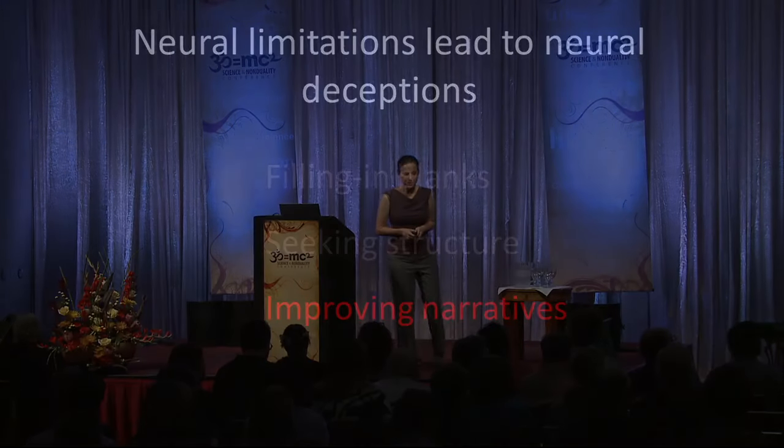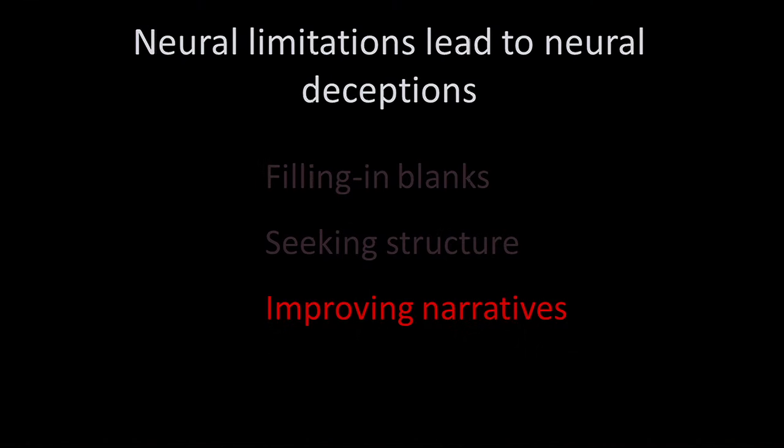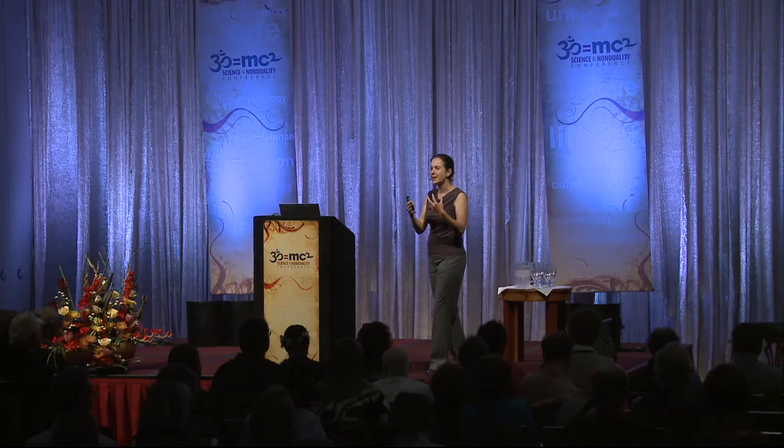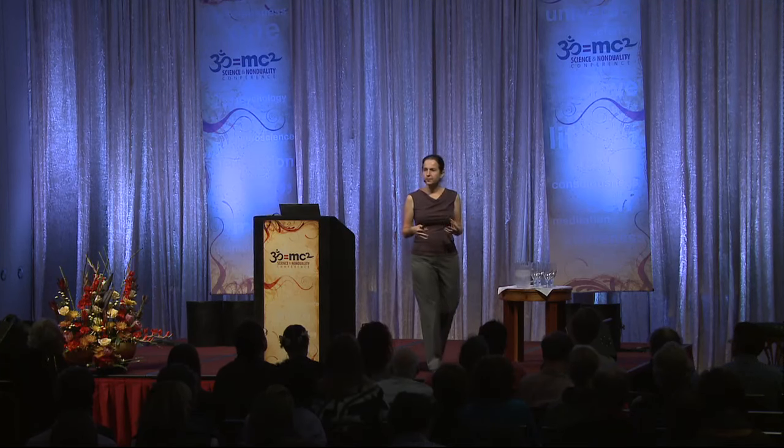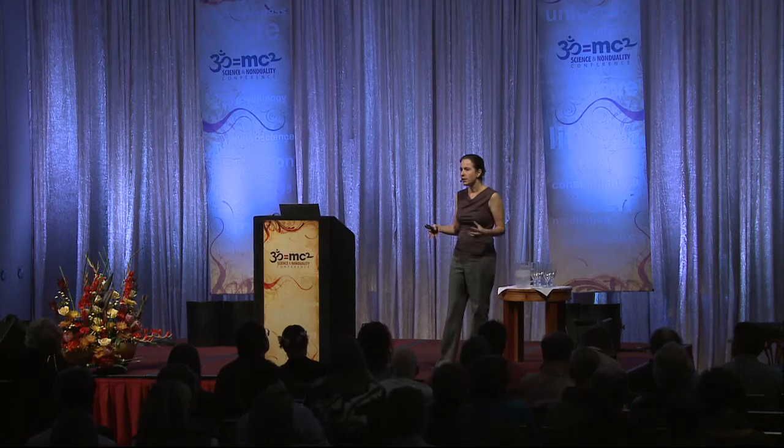Improving narratives. So, as we live our lives, we're telling stories to ourselves. We're trying to make sense of the world. We're trying to construct a narrative around the world around us. And this compulsion that we have, this instinct, if you will, to make sense of the objects and people around us, leads to some illusions as well, some of them more in the cognitive domain.